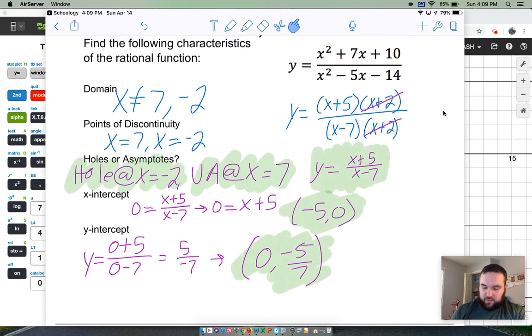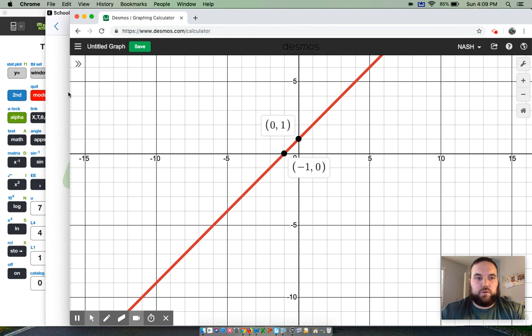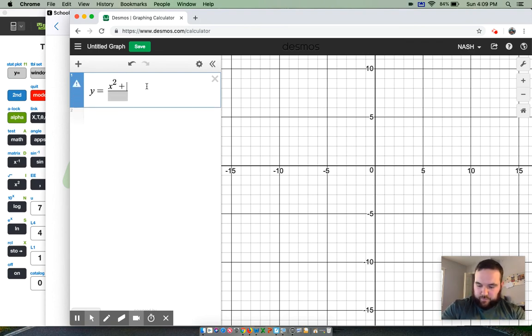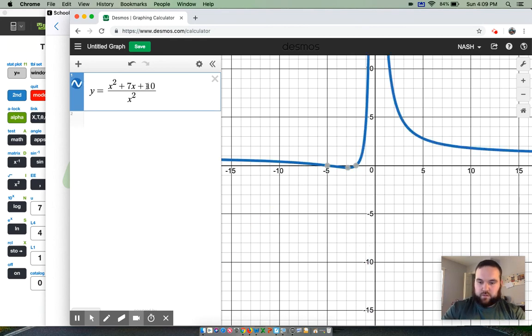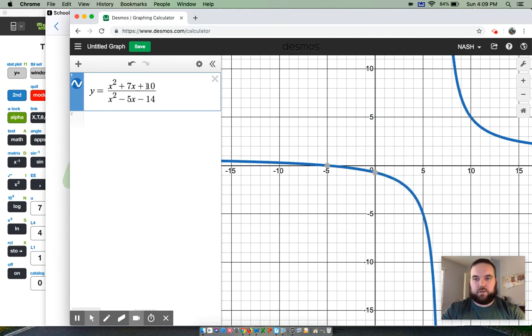Eventually, we are going to get to you graphing this on your own without the help of Desmos or a calculator, or at least to get the skeleton of this. But for now, I just want to show you what this looks like. So, our last thing, we'll wrap this up. We have y equals the fraction x squared plus 7x plus 10 over x squared minus 5x minus 14.